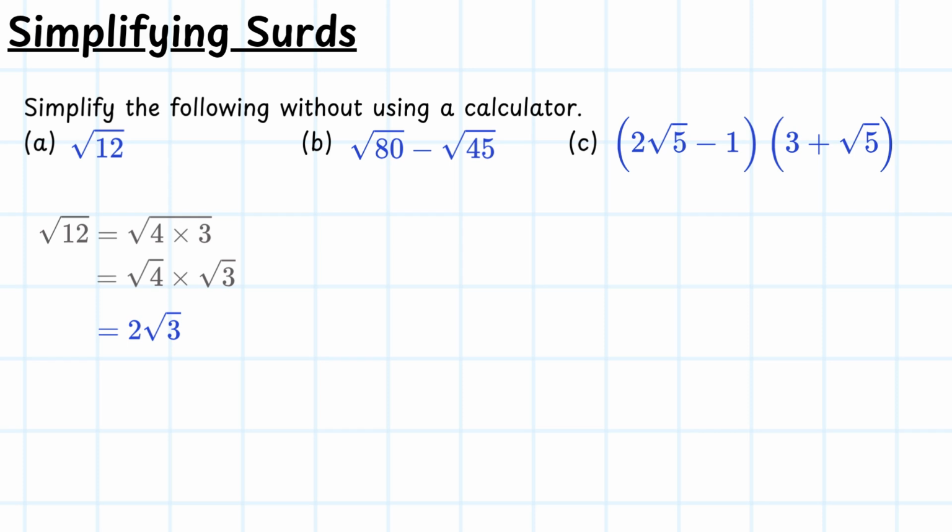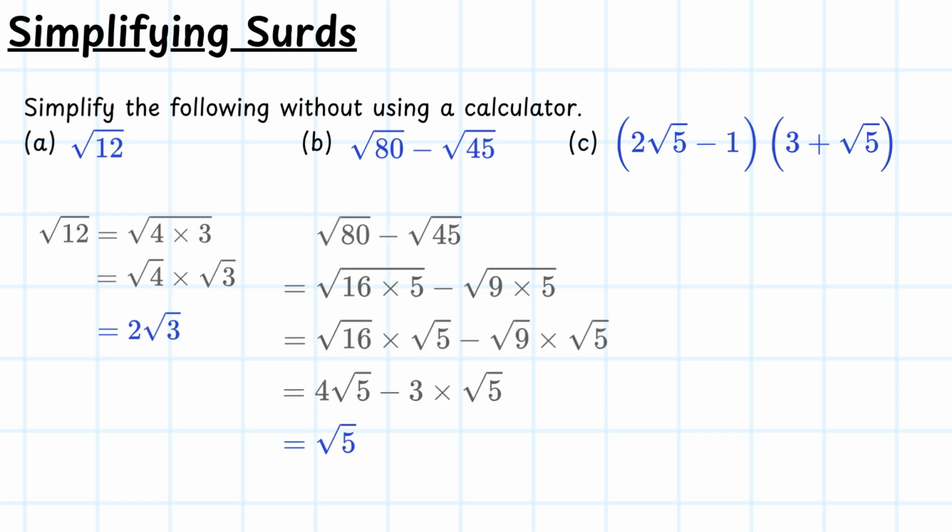In part B, recall that surds cannot be added or subtracted directly. Instead, we break down each surd term by factoring out square numbers. Remember, square numbers include 1, 4, 9, 16, 25, and so on. For 80, we rewrite it as 16 times 5, since 16 is a square. For 45, we write it as 9 times 5, since 9 is a square. Now, we evaluate the square roots. The square root of 16 is 4. The square root of 9 is 3. This gives us 4 square root 5 minus 3 square root 5, which simplifies to square root 5.